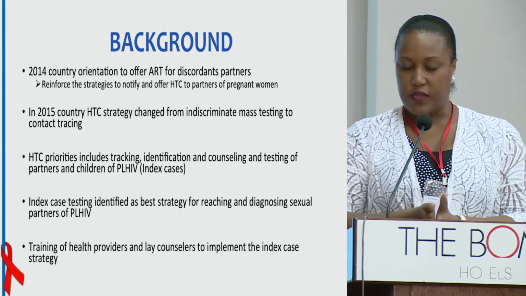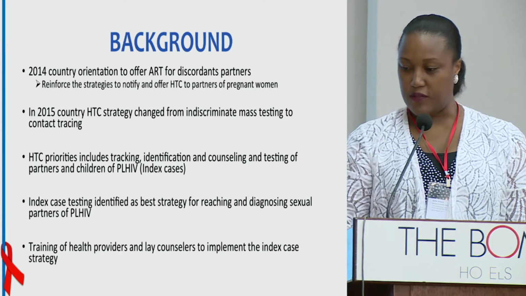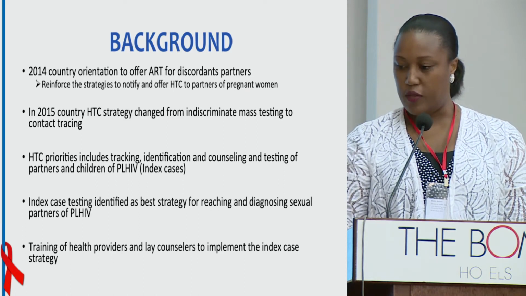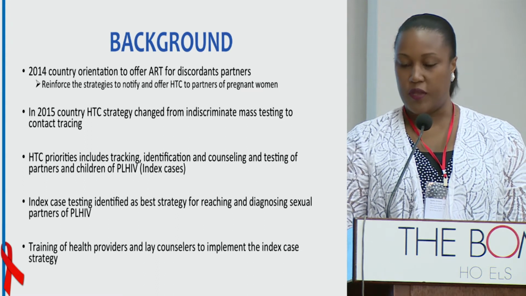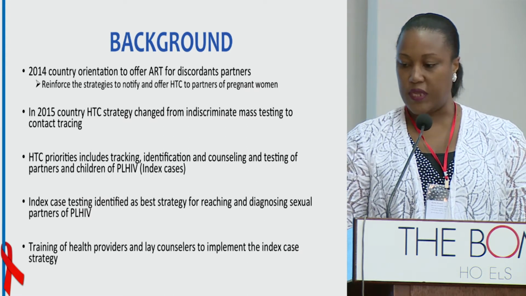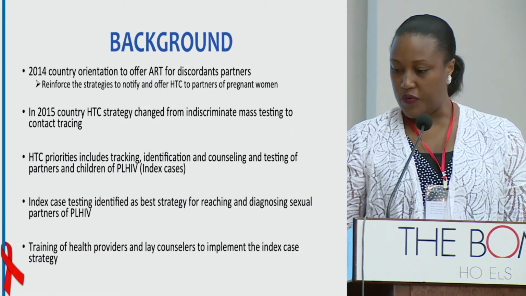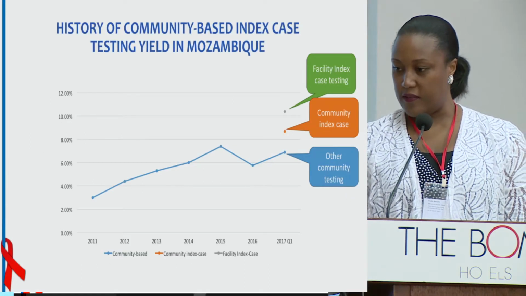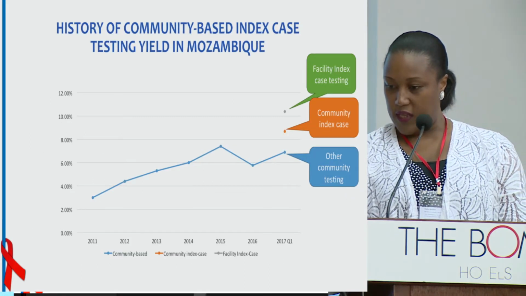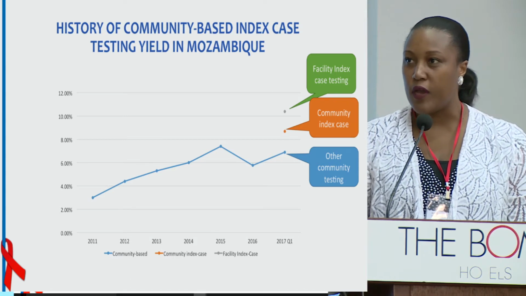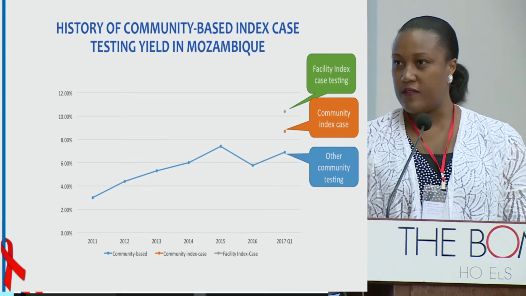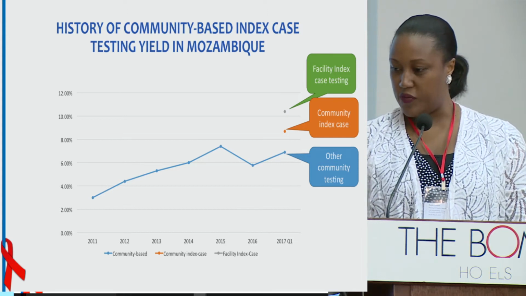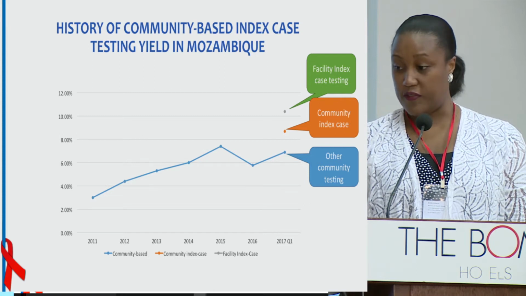In these HTC guidelines, we have some priorities to find people who are living with HIV, and one of these priorities is to do the index case testing. With index case testing, I hope you can see the prevalence with the index case testing implementation in the community and in the health facility.